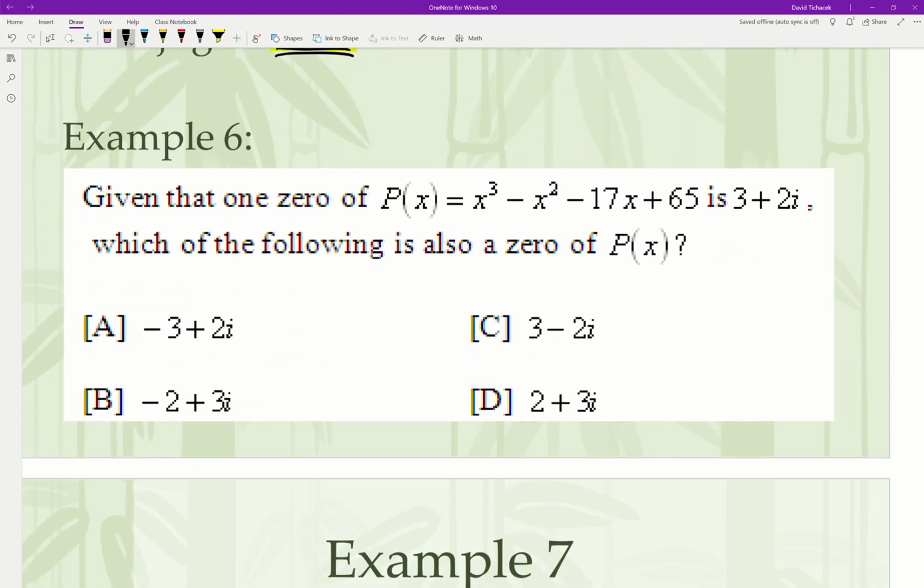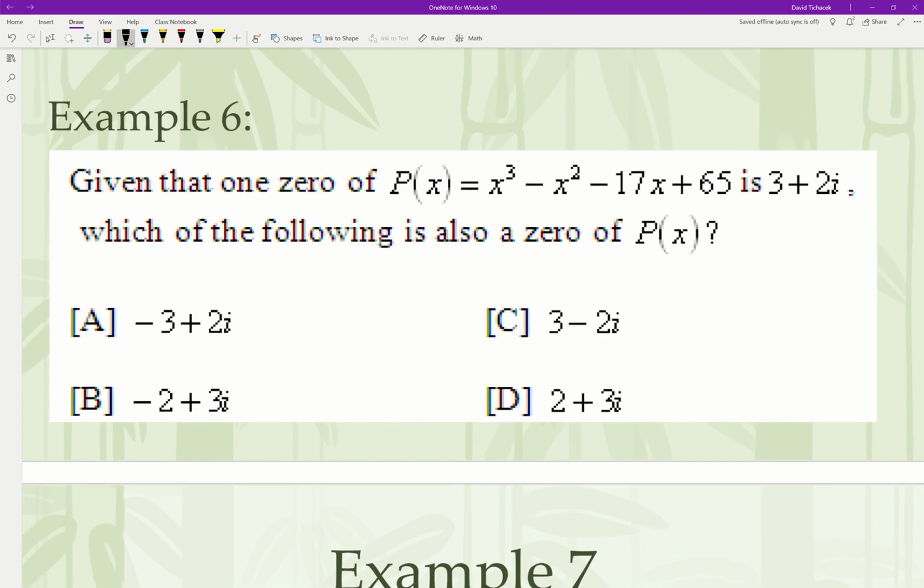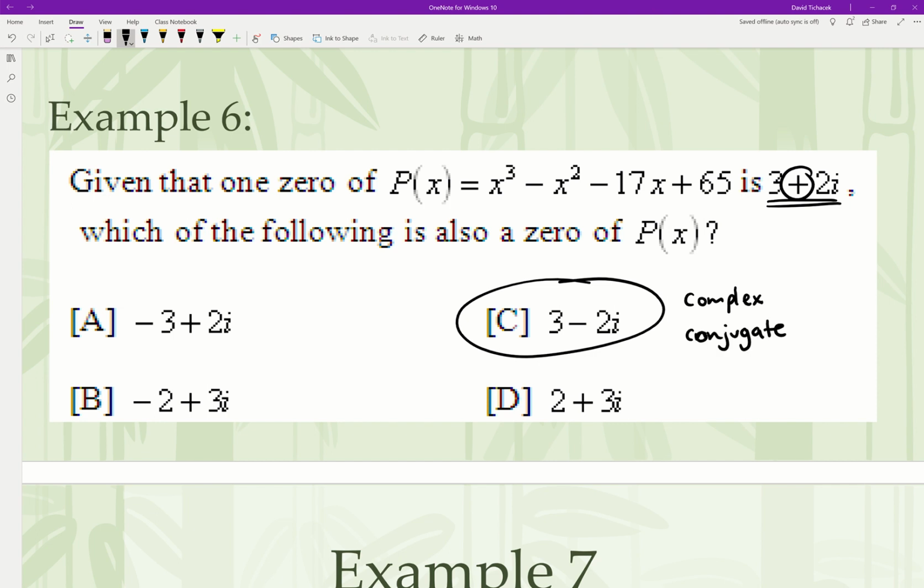So it's a really basic, easy multiple choice question. I could hand you something like this, where it says, given that one of the zeros of this polynomial is 3 + 2i, which of the following is also a zero? Well, of course, because this already has a plus, we would be looking for the one with a minus, and that's going to be choice C here. And again, we call that the complex conjugate. So that's just something you will need to remember whenever you're doing problems like this, that we always are going to have the complex conjugate as well.